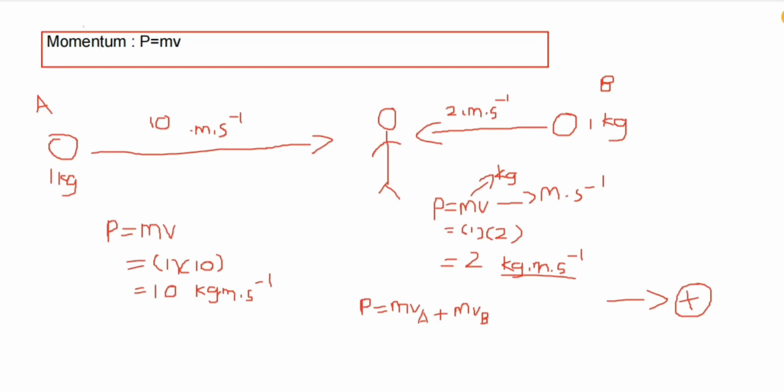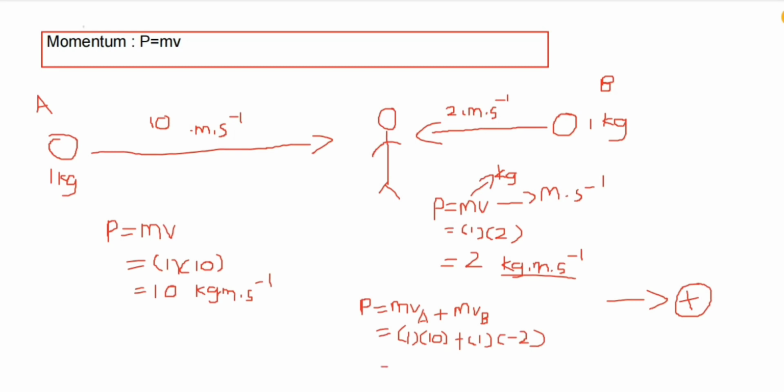The mass of object A is 1, its velocity is 10, and it's towards the right, plus the mass of object B, which is 1. But now here's the catch. Object B is moving to the left, but we've chosen the right as positive. So that means this 2 over here, we have to make it a negative because it's going in the opposite direction from the one that we chose. So 1 times negative 2 is what we're going to put down.